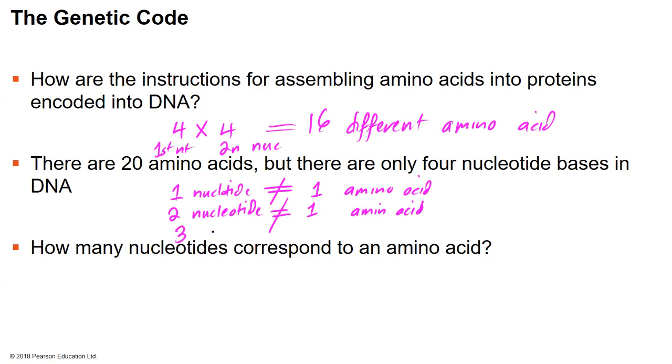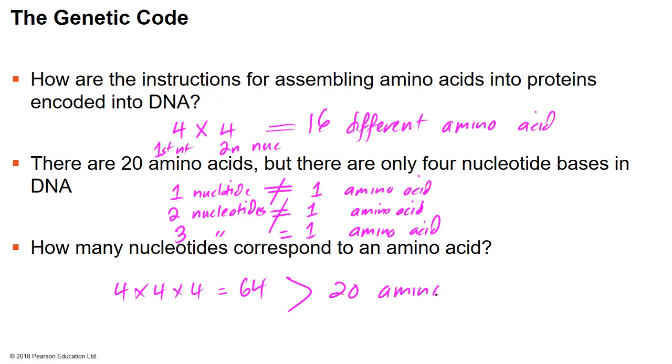So 2 nucleotides will not specify or encode 1 amino acid. But if we have 3 nucleotides, every 3 nucleotides might specify 1 amino acid. Because 4 by 4 by 4 equals 64, which is more than the 20 amino acids that we know are used for building proteins.